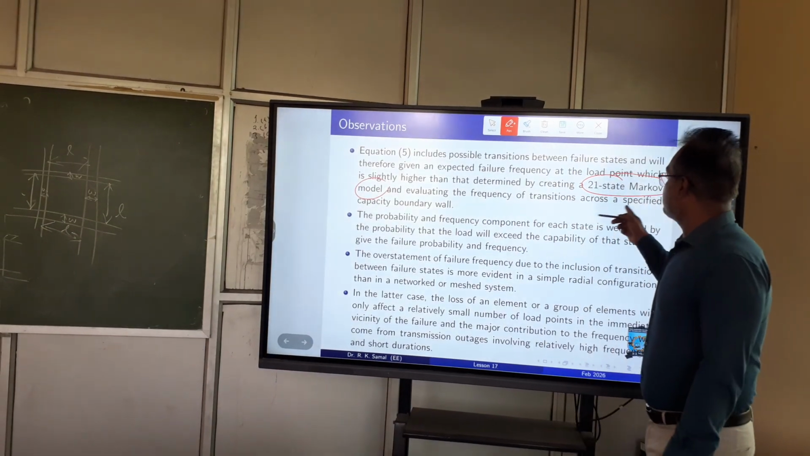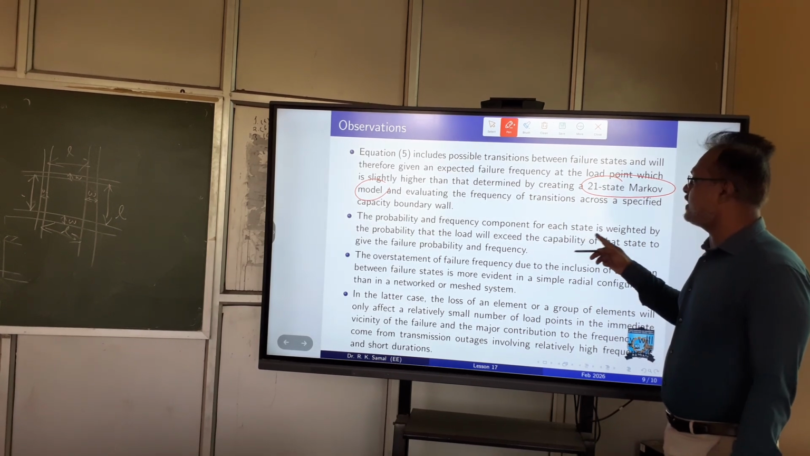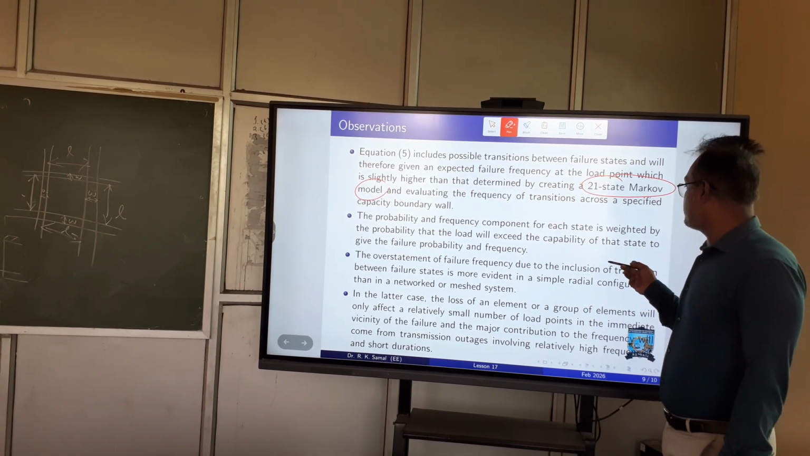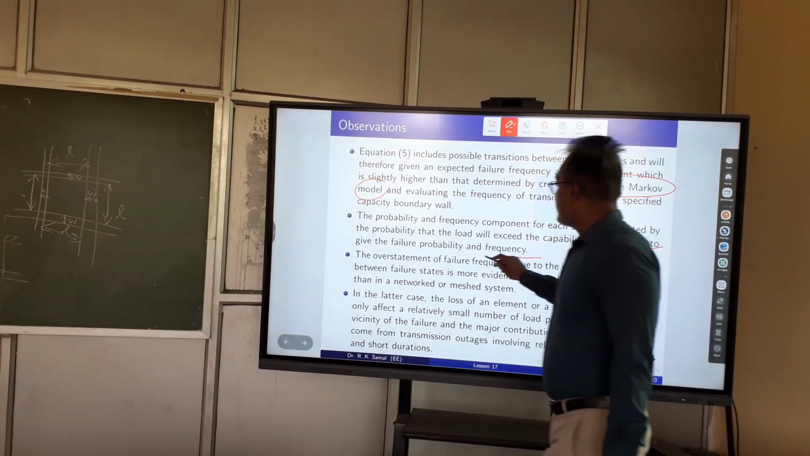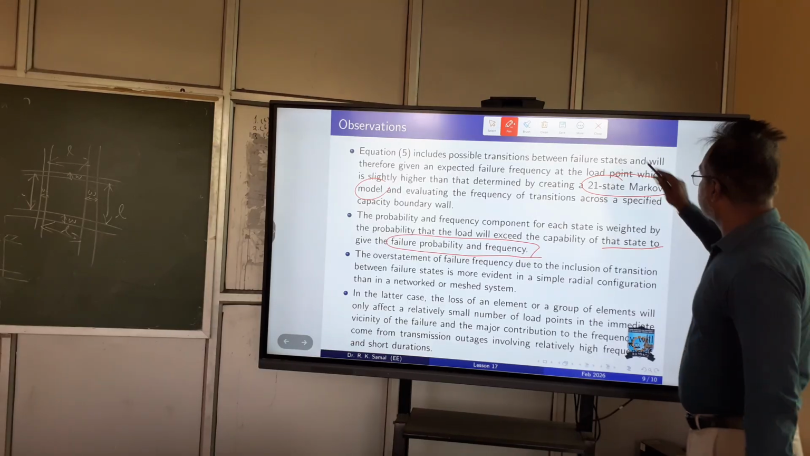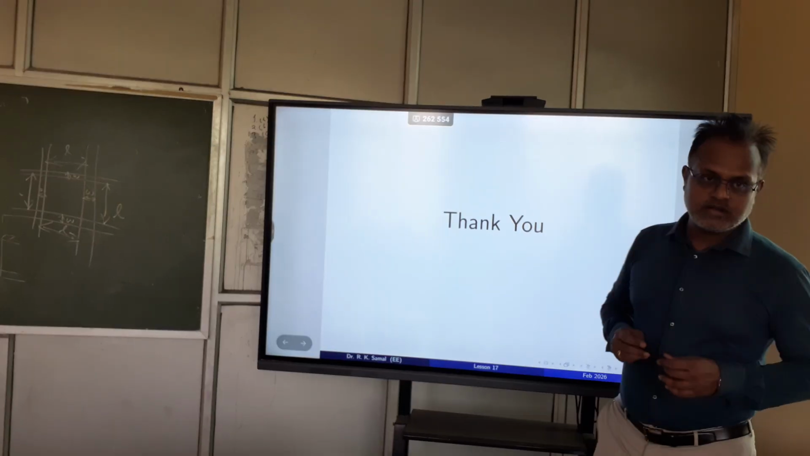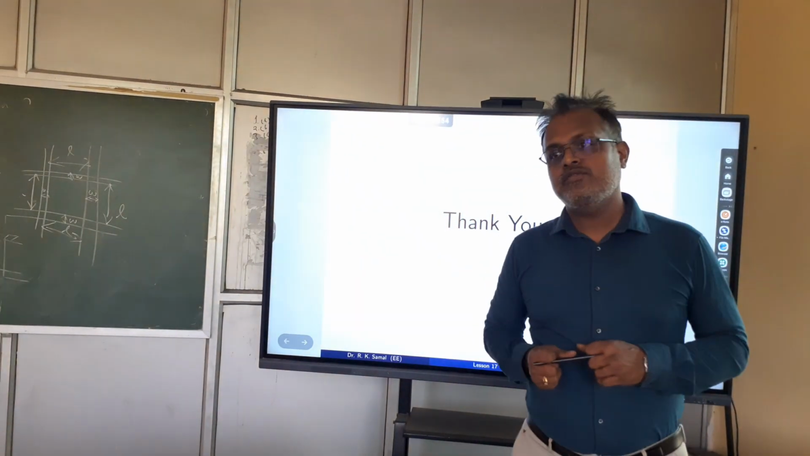Evaluating the frequency of transition across a specified capacity boundary wall. The probability and frequency component for each state is weighed by the probability that the load will exceed the capability of the state to give the failure probability and frequency. Okay, that's it. So you see this observation, go through it. So this essentially completes the first part of composite generation and transmission system.